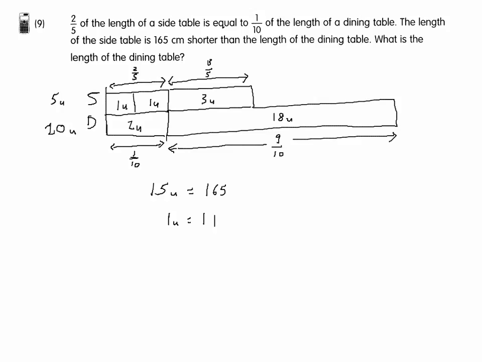What is the length of the dining table? Dining table is how many units, Belina? 20 units. So I know that I'm actually doing 11 multiplied by 20, which equals how much, Ernest? You don't need to use a calculator for this. It equals 220. No units. 220 units.